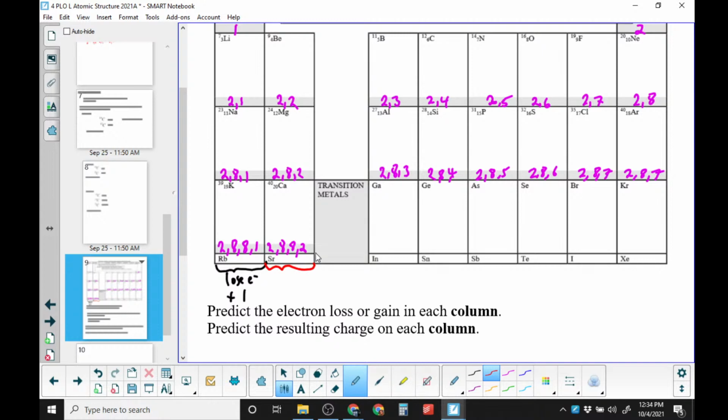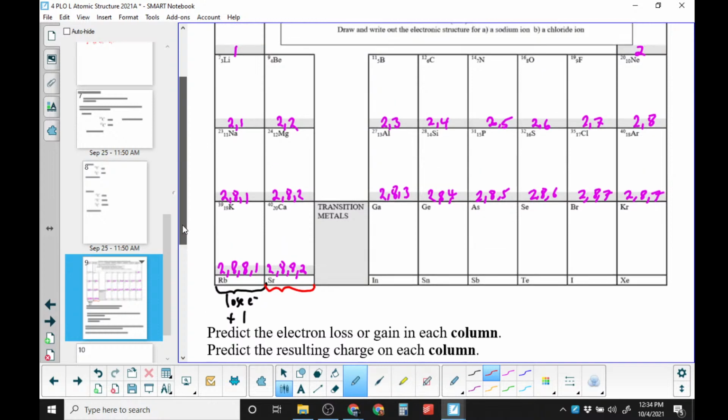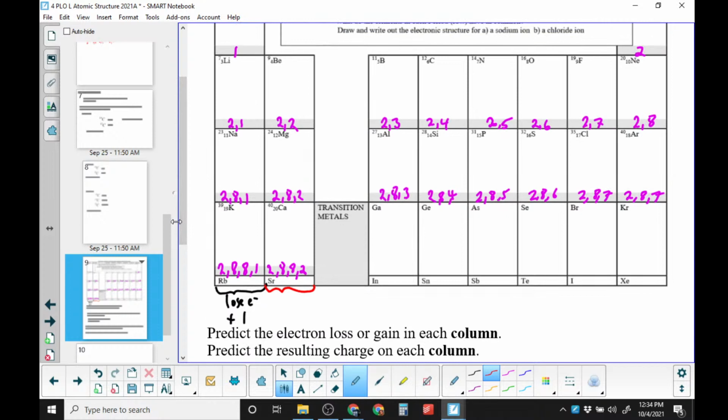Switching colors. And, oh, no. And Jonah, how many would the second column lose or gain? Lose 2 electrons. And what would be the charge? Plus 2. Excellent. Let's do another color for here. That was good. Sabina?